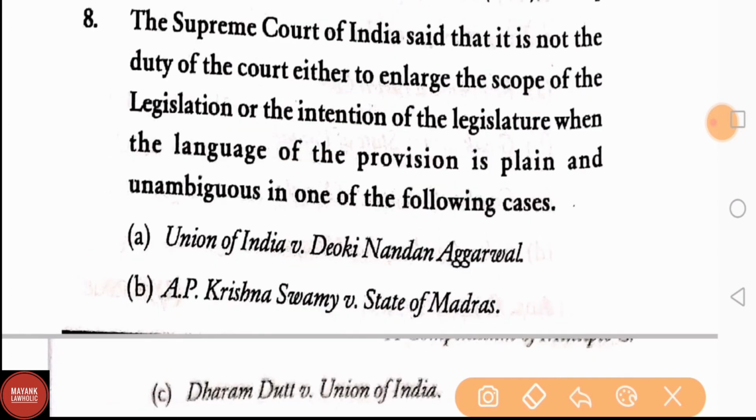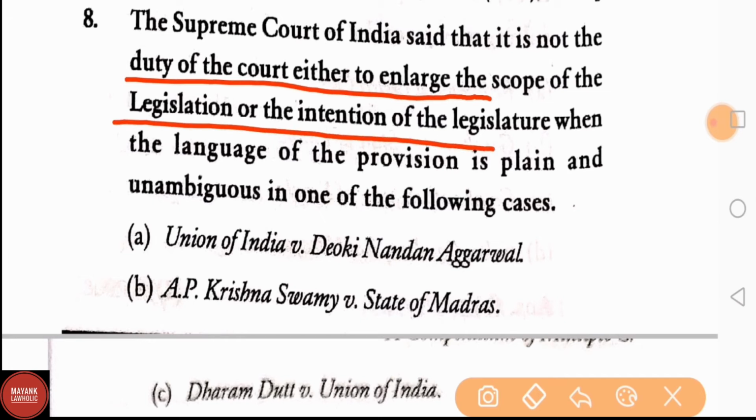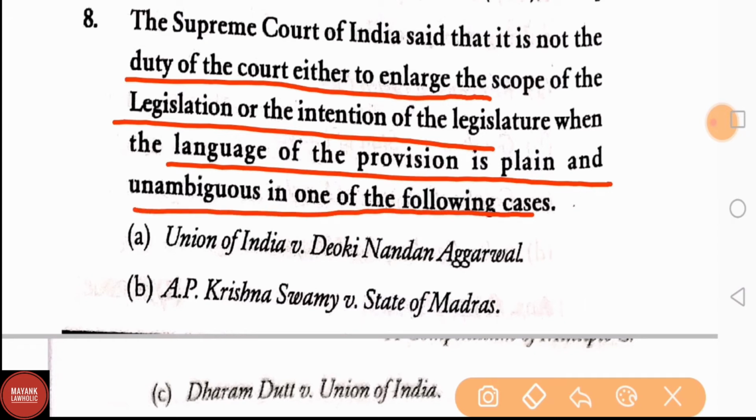Question number 8. The Supreme Court of India said that it is not the duty of the court either to enlarge the scope of the legislation or the intention of the legislature when the language of the provision is plain and unambiguous in one of the following cases. In the case of A. Union of India versus Devaki Nandan Agarwal.